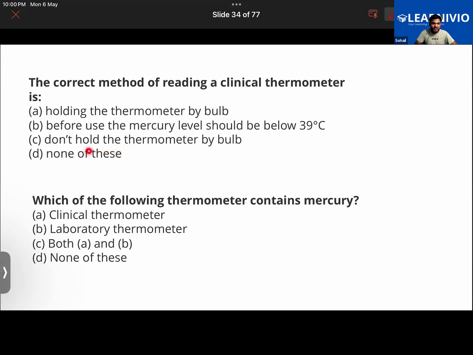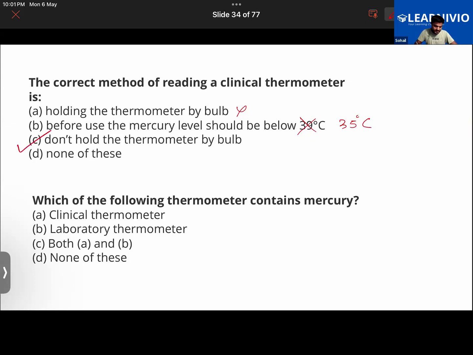See, don't hold the thermometer by the bulb. Yes, Abu, that is correct. Holding the thermometer by the bulb is wrong. That will alter the reading, that will give a false reading. Before reading, the mercury level should be below 35, not 39. Okay, don't hold the thermometer by the bulb.